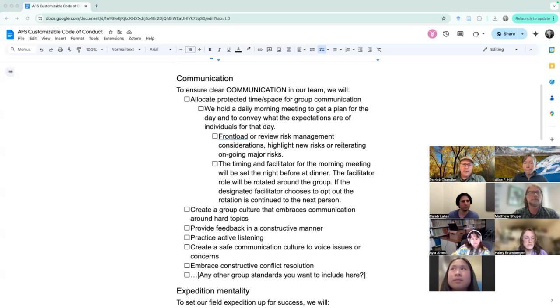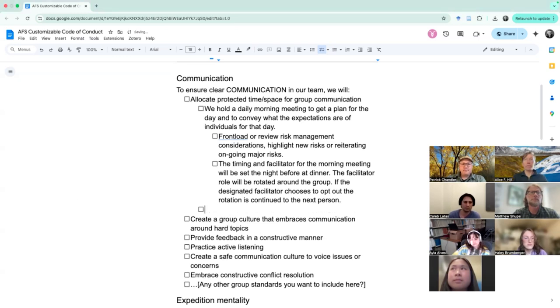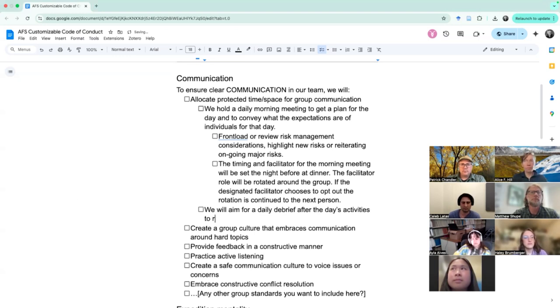And then also I was thinking, as a starting point, we could describe the evening meeting in our agreement to say something along the lines of: we will aim for a daily debrief after the day's activities to review what happened, to address issues and have a place of reflection on group processes, interpersonal dynamics and environmental observations. Nice. Anything else here? Also, as we did with the morning meeting, let's specify timing and who's running the meeting. Yeah, definitely. When do we want this to happen as a default?